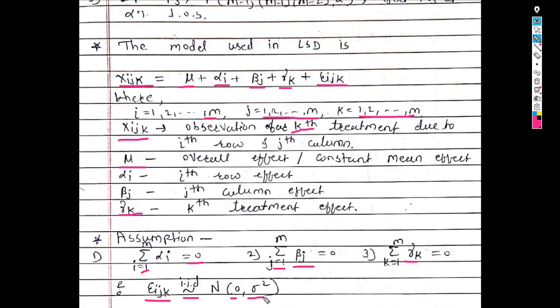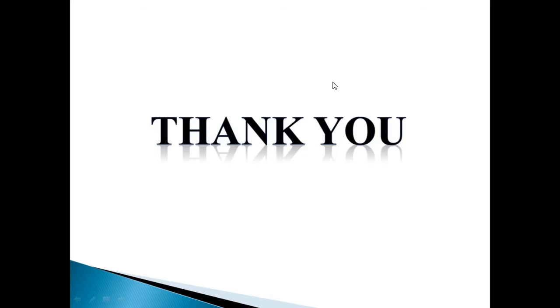In the next lecture we will discuss least square estimators of this model. Here in this model we have four parameters. What are the parameters? Mu, that is the overall effect, alpha i, which is the ith row effect, beta j, the jth column effect, and gamma k, the kth treatment effect. So these are the four parameters, and in the next lecture we will discuss least square estimators for these parameters of our LSD, that is Latin square design model. Thank you.